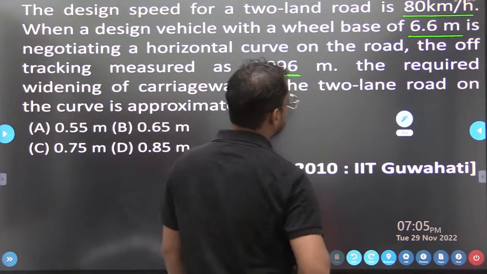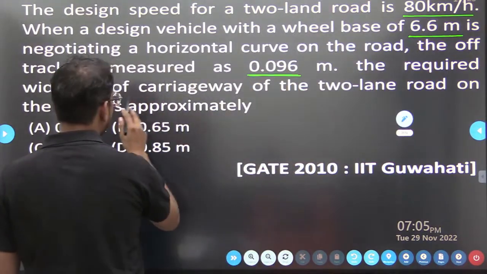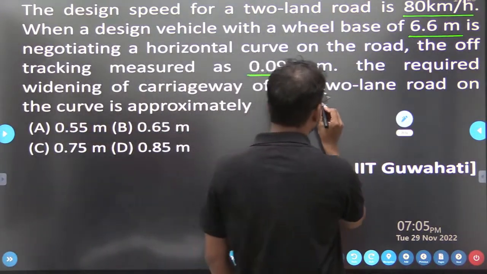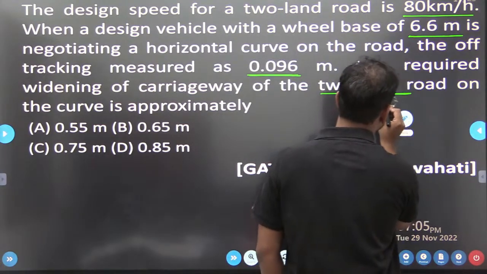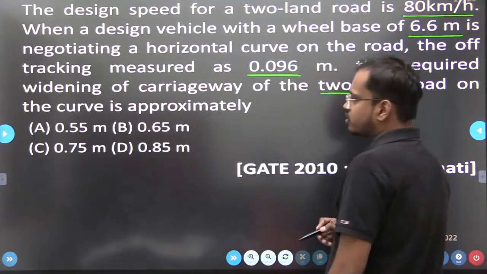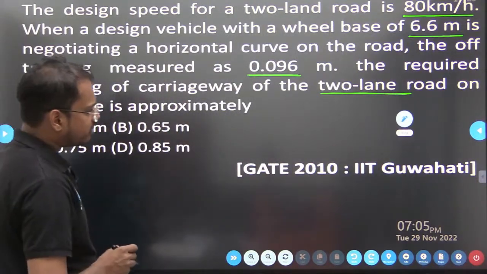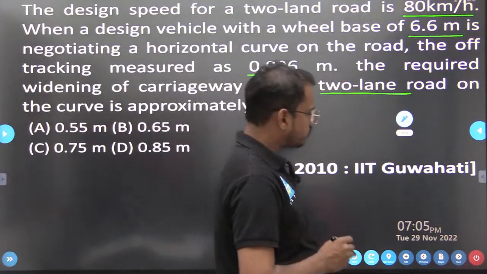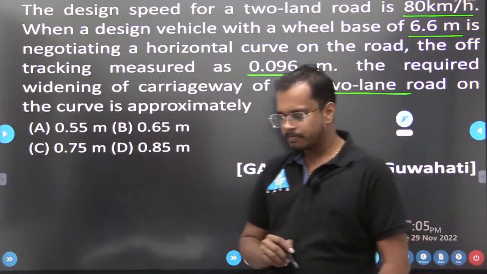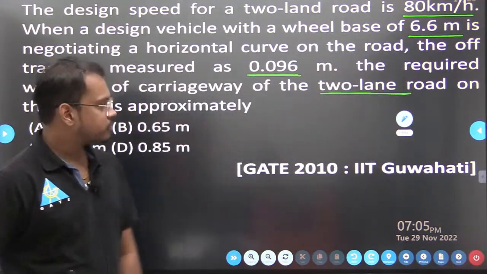Off-tracking is directly given in the question. The required widening of carriageway for a two-lane road. So, two-lane road is given. What is the extra widening? This is the main question. So, my dear friend, this question was asked in GATE 2010, IIT Guwahati. So, how to solve this particular problem?